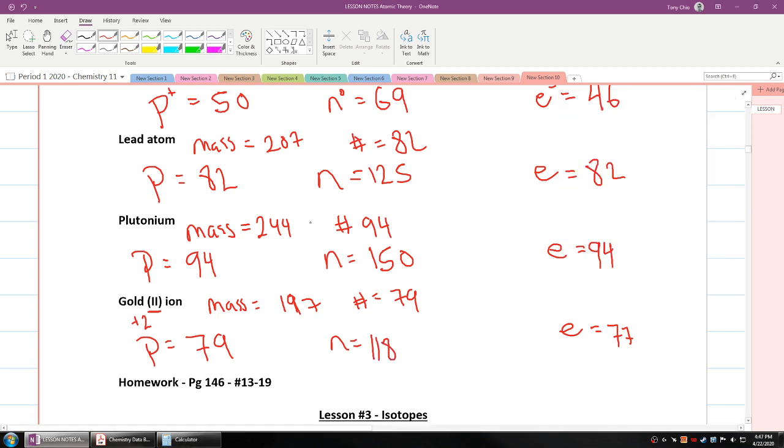So this is your homework for this section: page 146, numbers 13 to 19. In this section of homework, you're going to be finding a lot of things regarding atomic mass and atomic number. So make sure you practice them well.